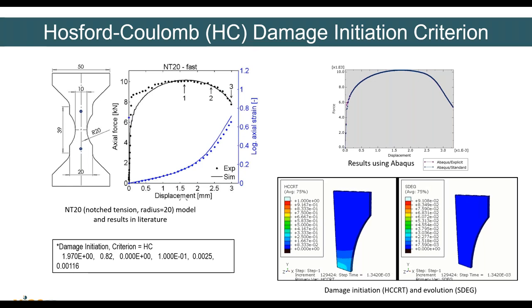So here's a quick verification example. We have the specimen and it has been loaded in tension. What you can see is the test data and the simulation data from the literature, and that has been implemented and simulated here. What we show here is the damage initiation criteria and the evolution criteria. On the top side here, what is shown is the comparison between the simulation results from Abaqus Standard and Explicit, that shows very good correlation and exactly the same result.